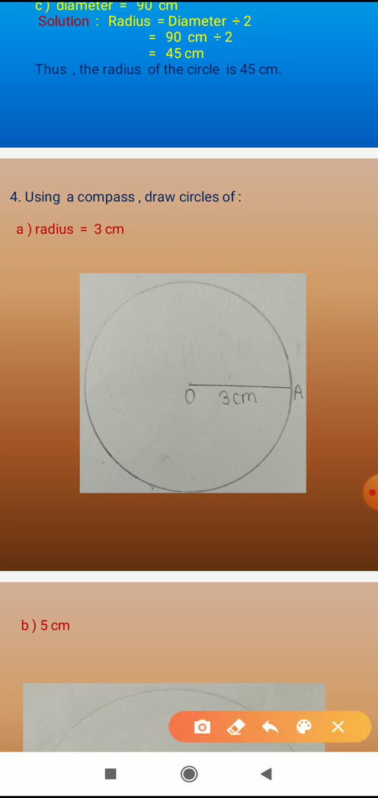Means, you can move pencil around clockwise or anti-clockwise. Okay. The figure obtained is a circle of radius 3 centimeter. Okay. And here the center O is the point where the needle of compass was placed. In this way, by using a compass, draw a circle of radius 3 centimeter.